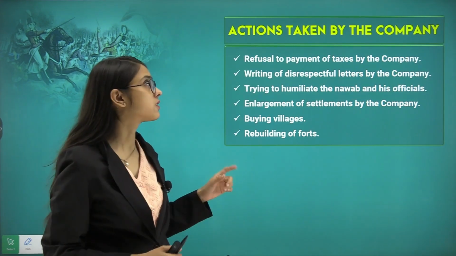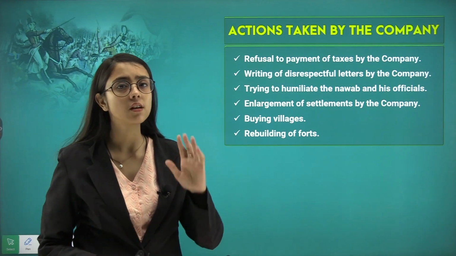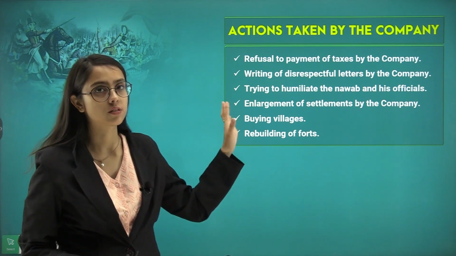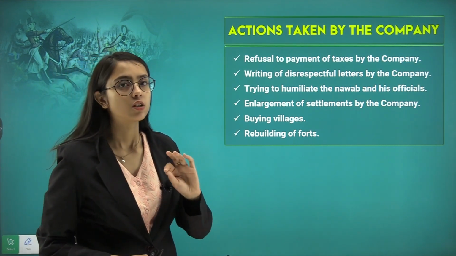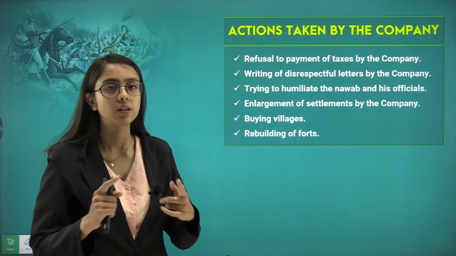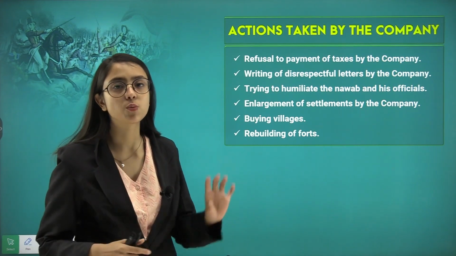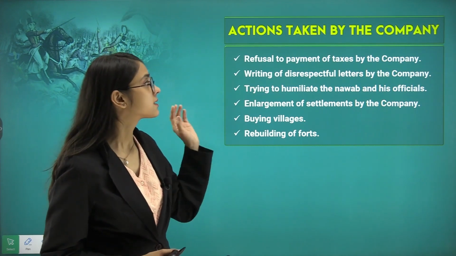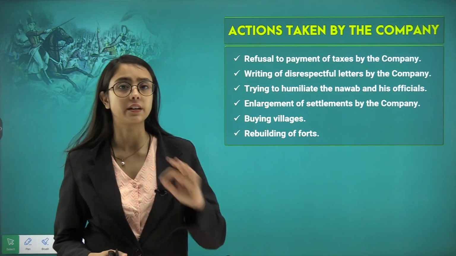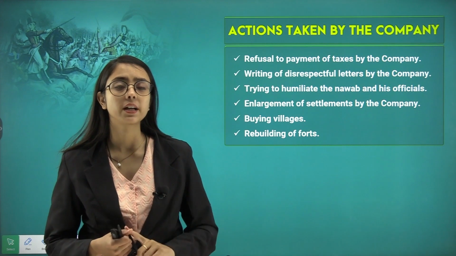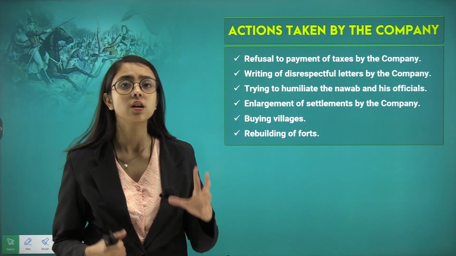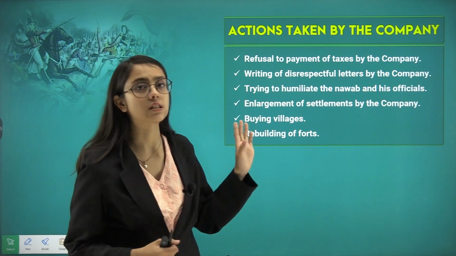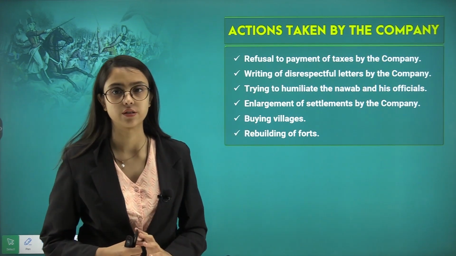Amidst all these conflicts, there were a few actions which were taken by the company. So let's see what these actions are. They refused the payment of taxes to the government or to the Nawabs. The company totally refused to pay any kind of taxes to the government. Apart from that, they started to write disrespectful letters. They were always undermining and disrespecting the authorities of the native and local rulers. Apart from that, they tried to humiliate the Nawabs and the officials.